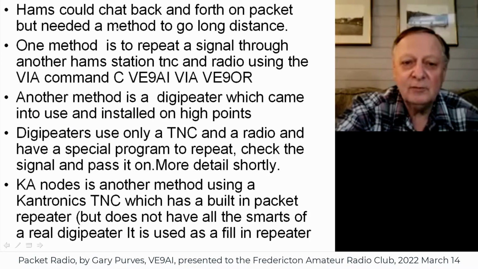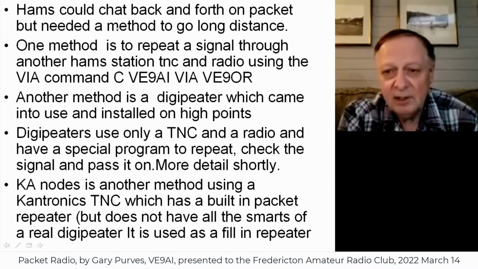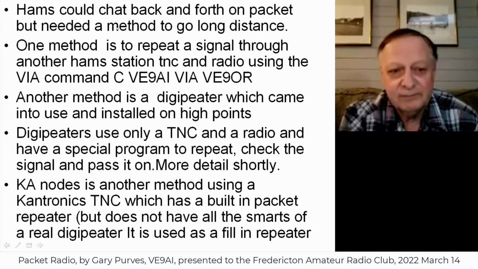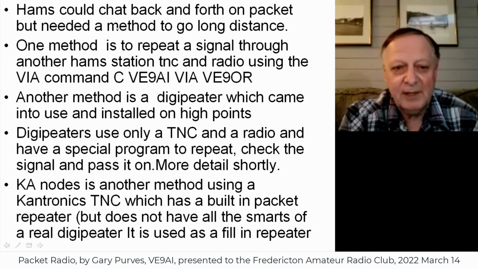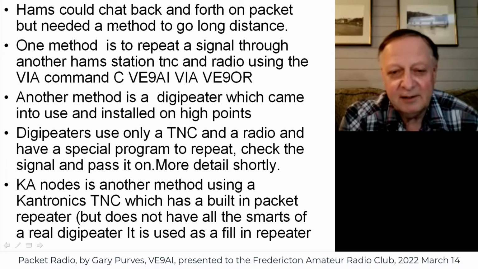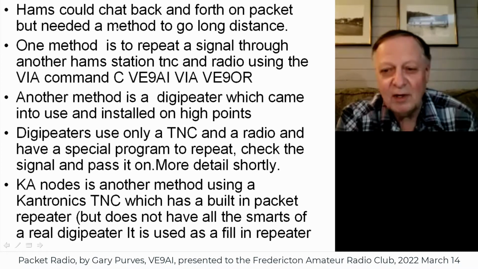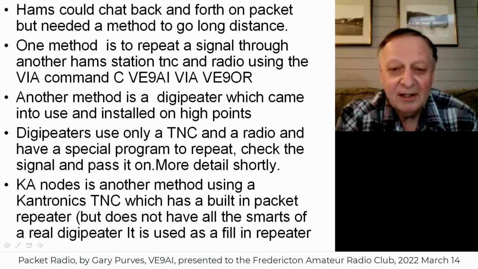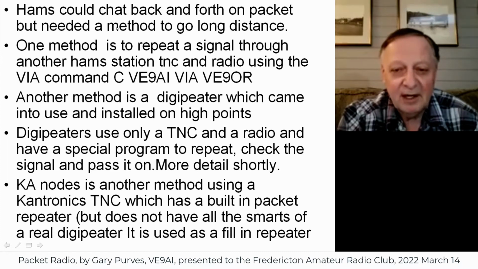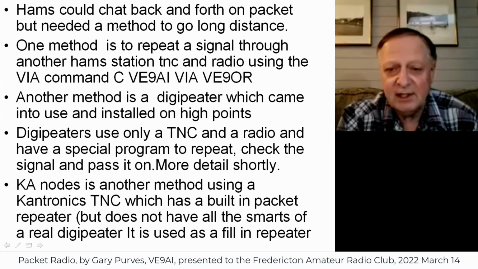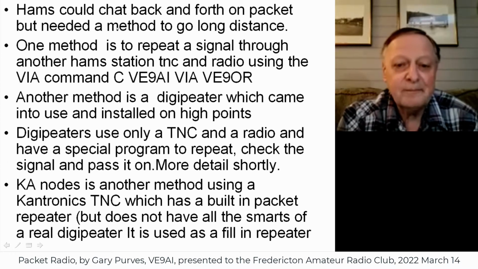When packet started, hams could talk back and forth, but needed a method to go long distance. One method to repeat a signal through packet is through another person's TNC and radio using the VIA command. If I wanted to connect to VE9AI, I'd say connect VE9AI via VE9OR, which is Charles. If Charles could see a site and I couldn't, I could go through his site and it would repeat it and send it to the other site. So it's like a repeater.